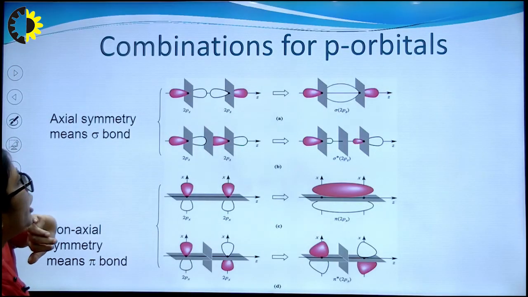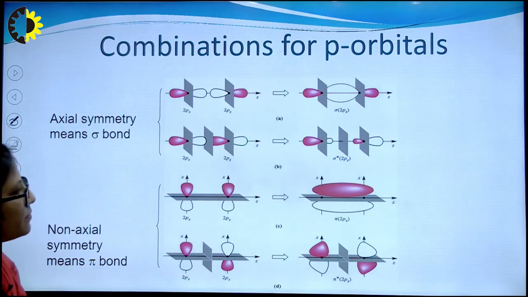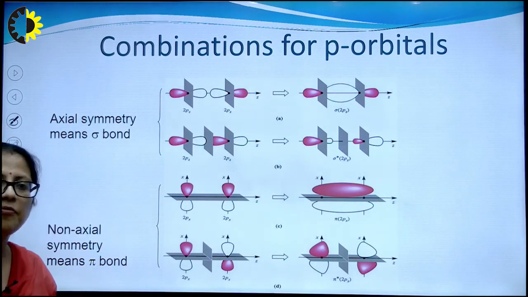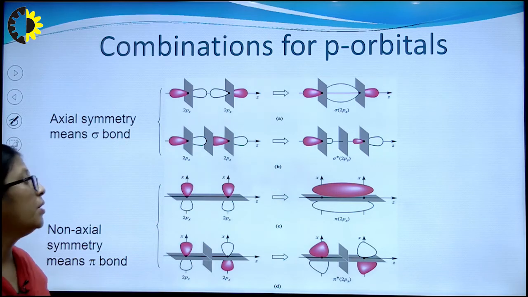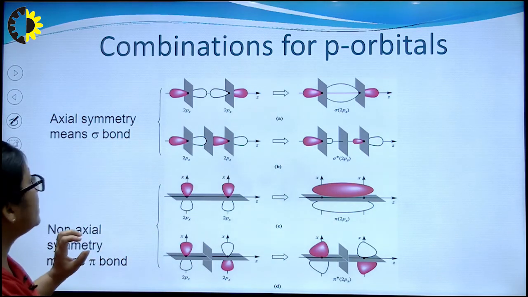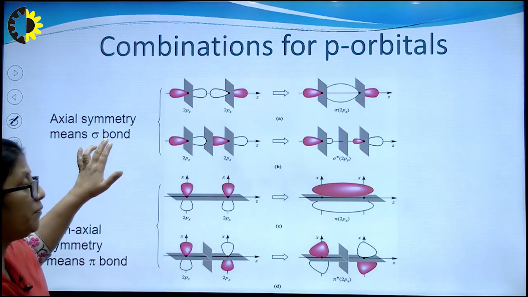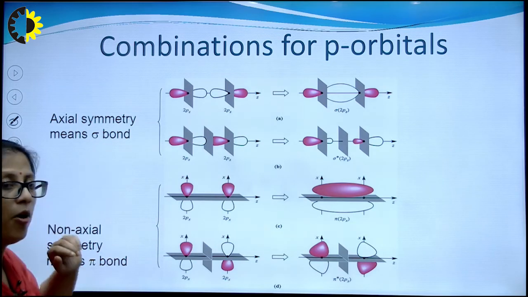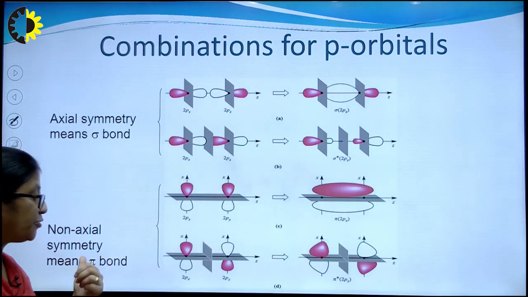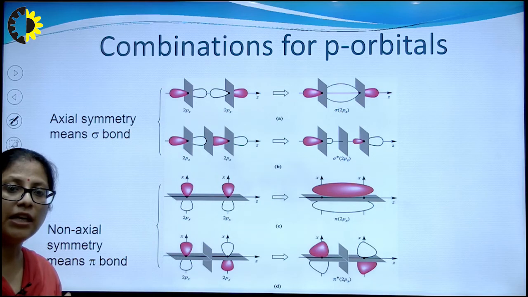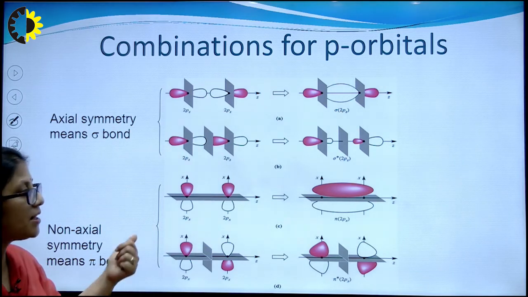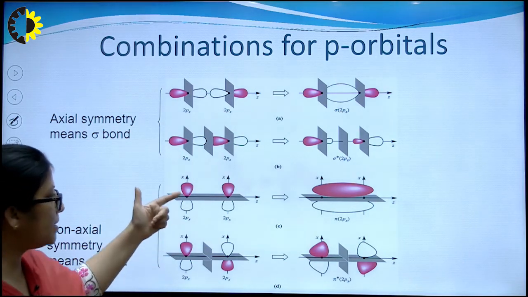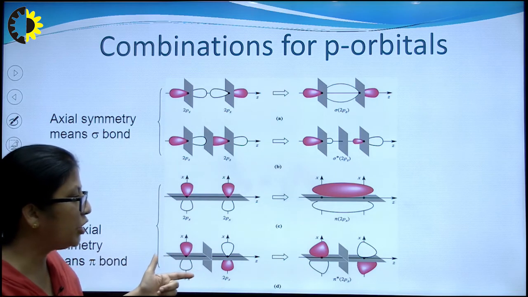Coming to the combinations for p orbitals. Now, in case of p orbitals, two types of bonding can take place: head-on bonding, which means the formation of a sigma bond, and lateral overlapping, that is the formation of the pi bond. So, in this diagram, the lateral overlapping is being shown.